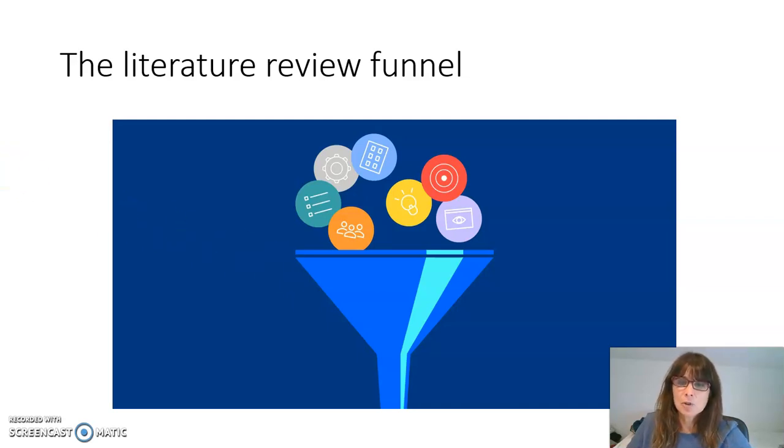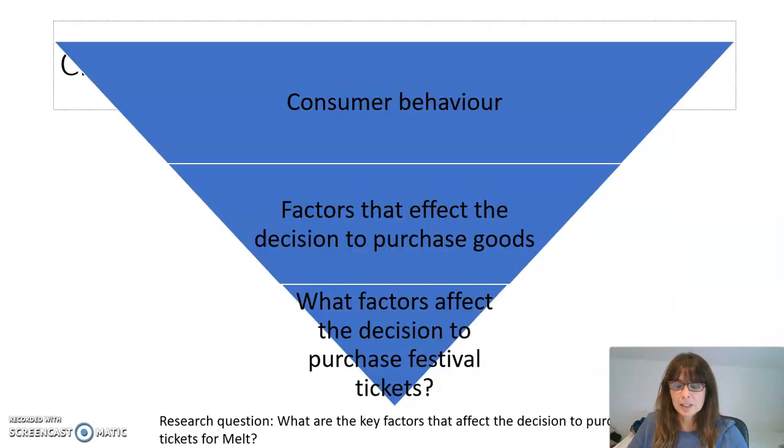So if we think about a literature funnel, the main message from it is that we are talking about big issues up here and then we narrow it down until we get to what our research question is here. So we always start with the bigger macro issue, if you like, and then narrow down to what our very specific question is going to be. For me to show you how this works, let's look at an example.